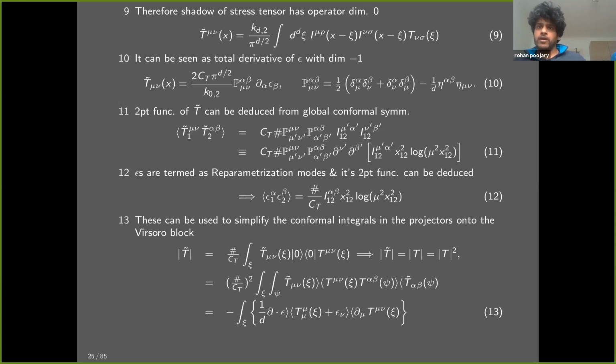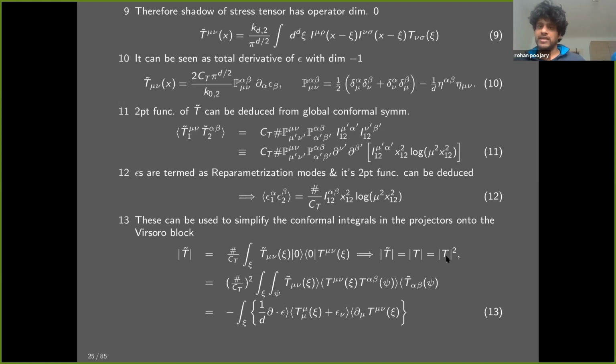How can we then look at the vacuum block, or the stress tensor block? I should not have called it the Virasoro block actually. This is just the stress tensor block because we are in D dimensions. So the projector is written as T tilde acting on the ket and the bra acting on this T mu. Okay, and you have integrated over xi, and you can clearly see that the T tilde projector is the same as the T projector, which is the same as the T square projector.